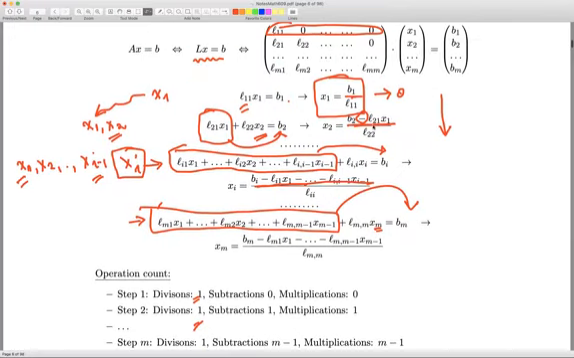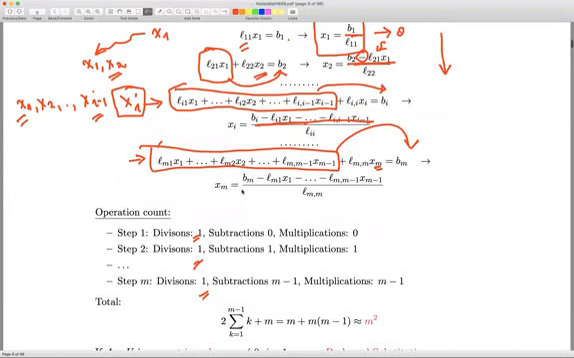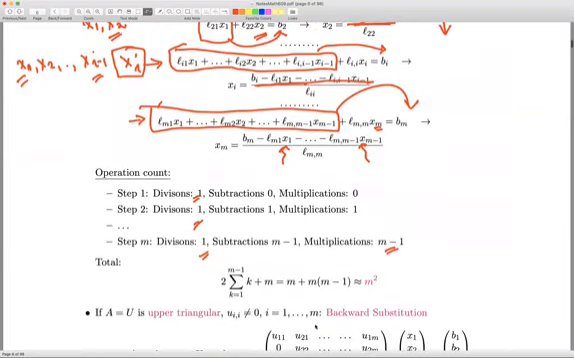The same with multiplications. At the first step, we don't have any multiplication. The second step, we have this multiplication. At the ith step, we'll have multiplication li1 x1 up to li,i-1 x(i-1). So at step i, we have i minus 1 multiplications. At step m, we have this multiplication and so on up to this multiplication. So from 1 to m minus 1, we end up with m minus 1 multiplications.